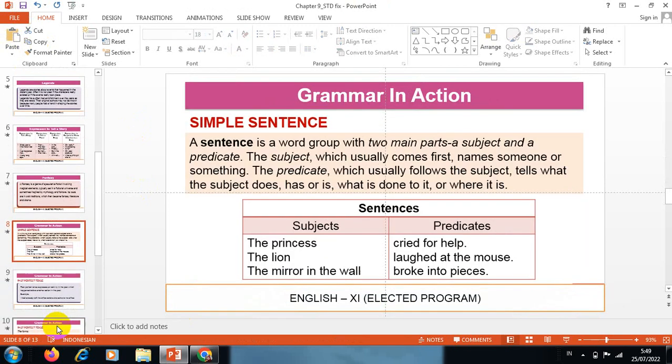What about the grammar use? Simple sentence. A sentence is a word group with two main parts, a subject and a predicate. The subject, which usually comes first, names someone or something. The predicate, which usually follows the subject, tells what the subject does, has, or is, what is done to it, and where it is. For example, the princess cried for help. The lion laughed at the mouse. The mirror in the wall broke into pieces.